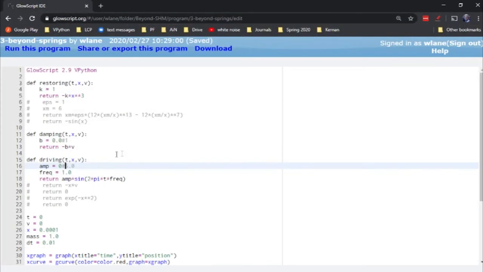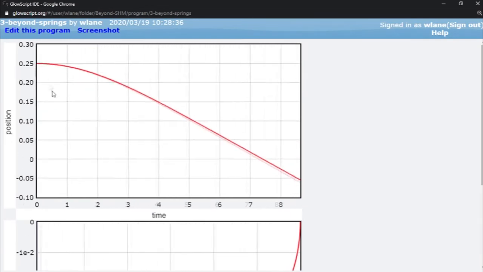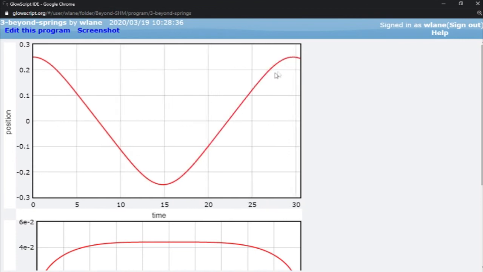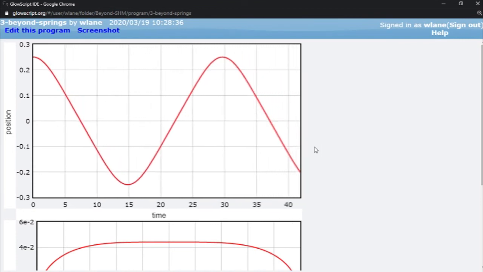Oh, whoops, I started the x at 0, excuse me. And let's give our x a starting value. Let's start it out at something small. Let's try like a quarter maybe. And so what we get, we start up at 0.25, we get pulled down this way and then back up. So it's still an oscillating function.